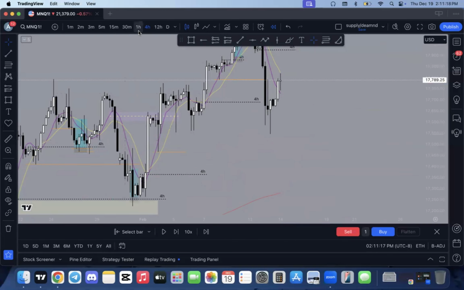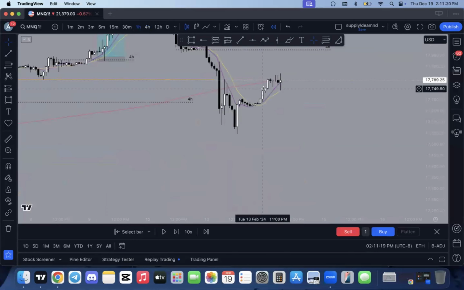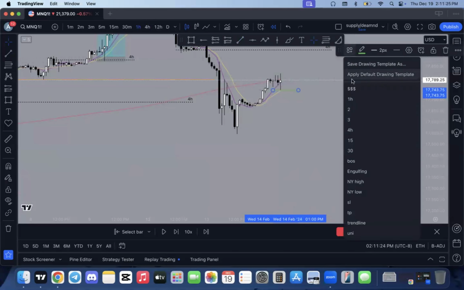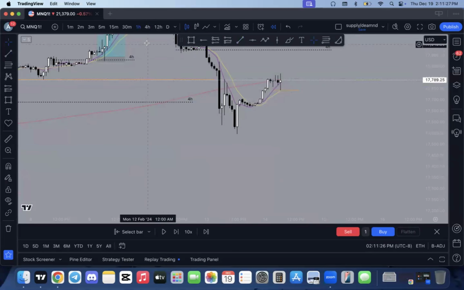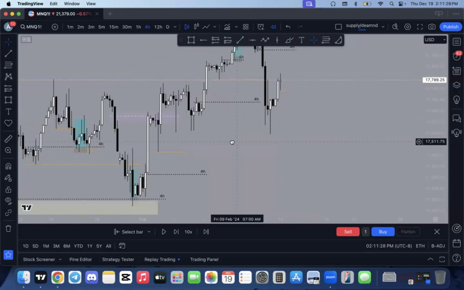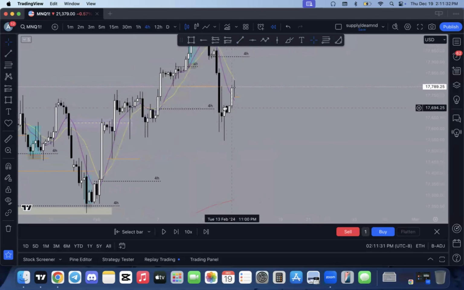I bet you on the 1 hour, we do have liquidity. Yep, right here. We have liquidity right here. Like you don't have to just stick on to the 4 hour, but the 4 hour is very, very accurate. So we got liquidity right here.